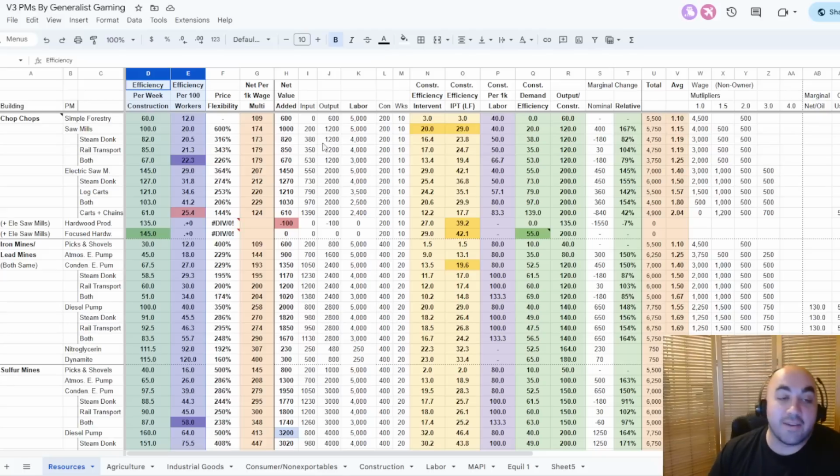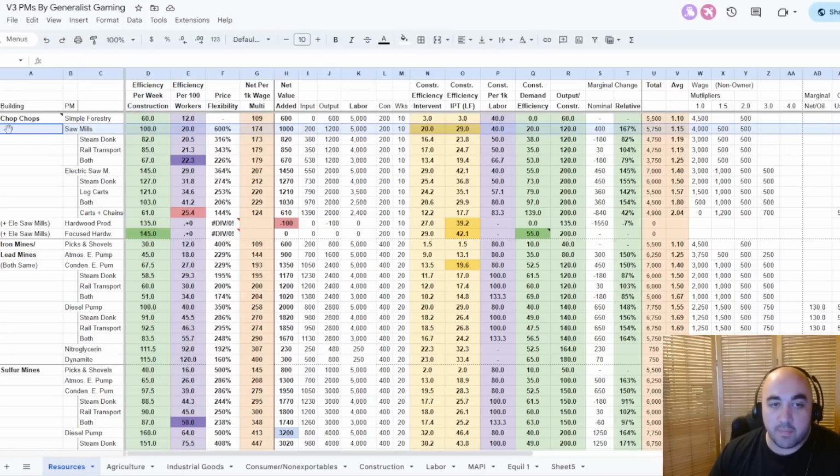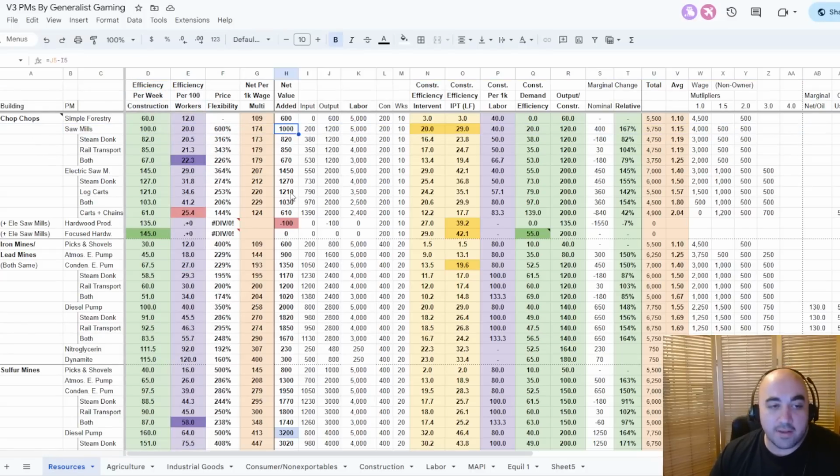And so just to give an example of how we are thinking of value being produced in terms of efficiency per week of construction, when we have a lumber camp, and it is on the sawmills PM, we will have a net value added of 1,000. This is of course worse than an iron mine, which has on condensing engine pump a net value of 1,350.